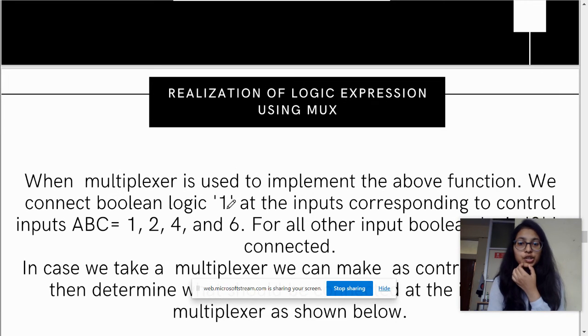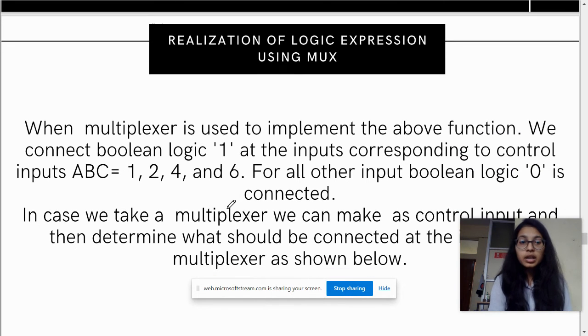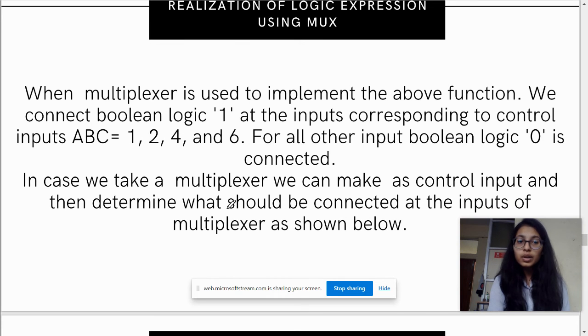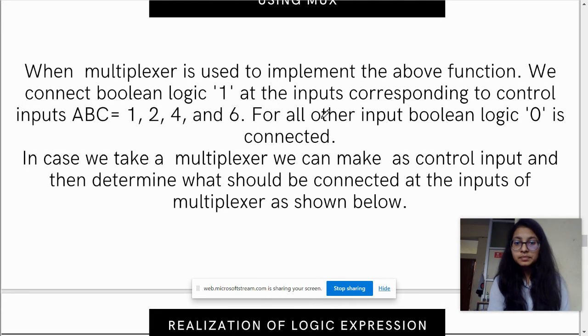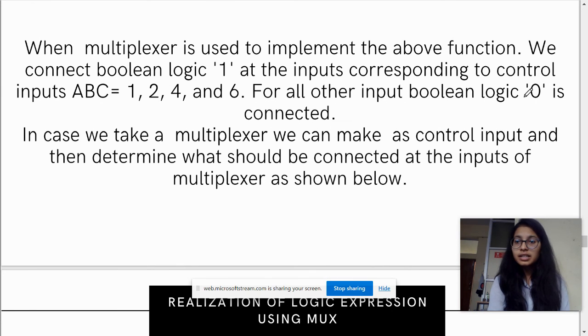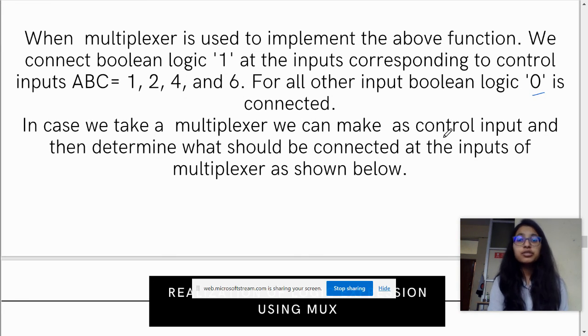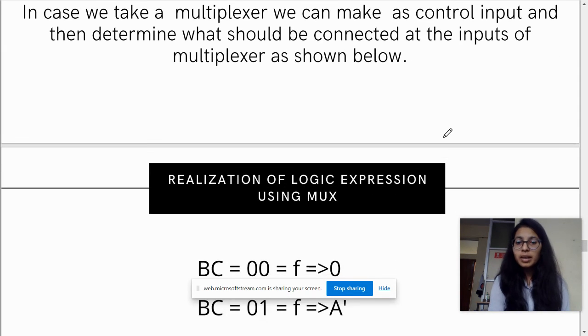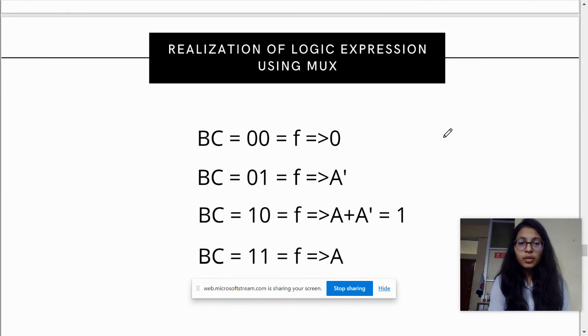Now, when a multiplexer is used to implement the above function, we connect Boolean logic 1 at the inputs corresponding to the control inputs A, B, C. For all the other inputs, Boolean logic 0 is connected. 0 is ground for us, and it is given as GND in the circuit. And in case we take a multiplexer, we take A, B, C as control inputs and then determine what should be connected at the inputs of the multiplexer, as shown below.